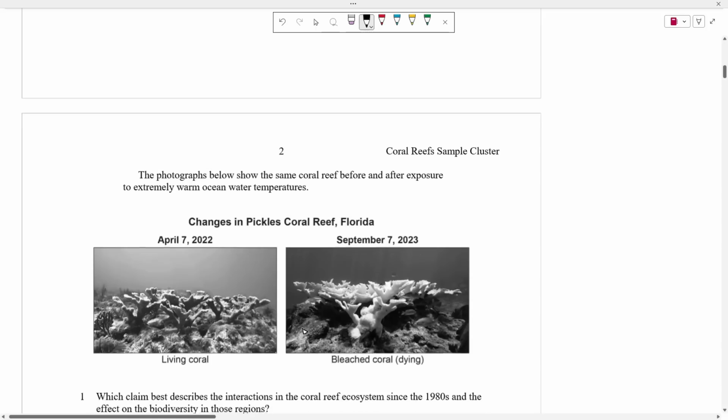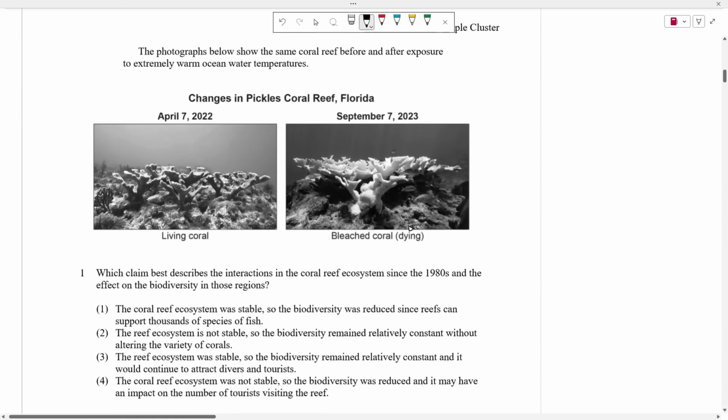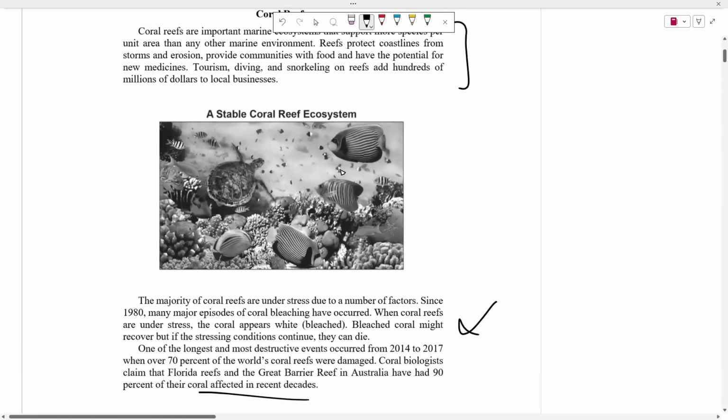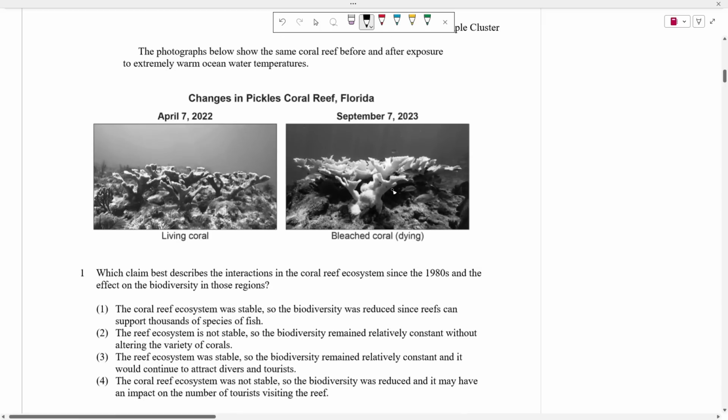All right. So here we have living coral, here we have bleached or dying coral. We can see here how as the coral dies or becomes bleached, the amount of life around it significantly decreases. Look at this photo of a healthy coral, look at how many species are around it, versus this photo of this dying coral, not a lot of species around it, right? So the biodiversity is decreasing.